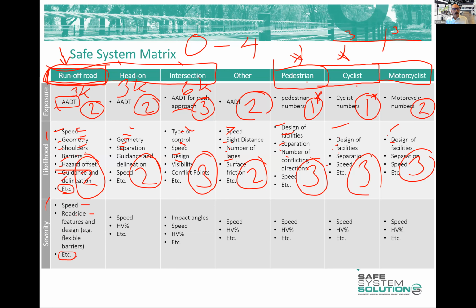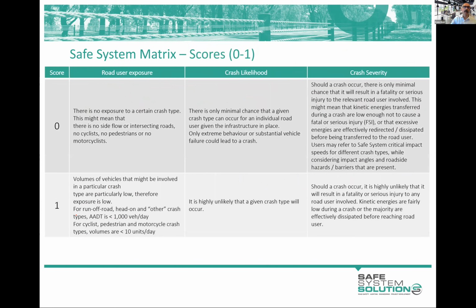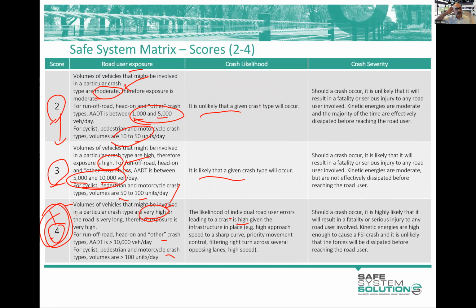So you have a look at that environment, you have a think about, okay, a crash is happening, what speed are they going? They're going to leave the road, they're going to hit these things. And we go into our scoring reference sheet and we say, what would a 4 be? Should a crash occur, it is highly likely that it'll result in a fatality or serious injury to any road user involved. Kinetic energies are high enough to cause fatal or serious injury crashes, and it is unlikely that the forces will be dissipated before reaching the road user.